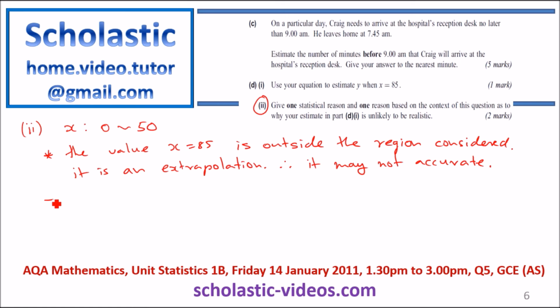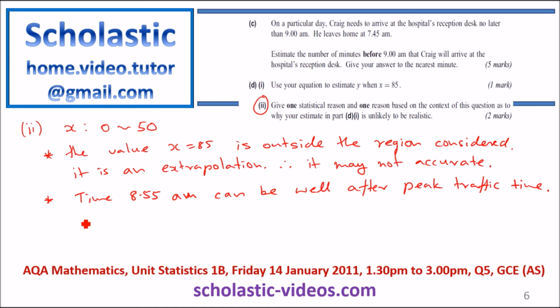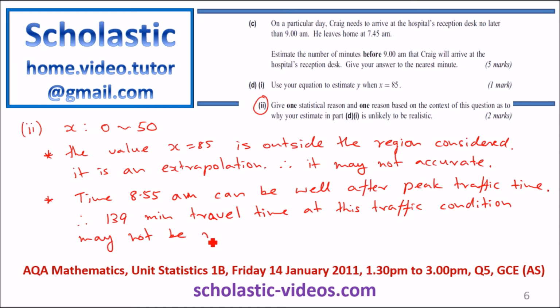Then the second reason, basically you can see the time 8:55 a.m. can be well after peak traffic time. So therefore, a 139 minutes travel time at this time, this traffic condition may not be realistic. So that is our second reason.